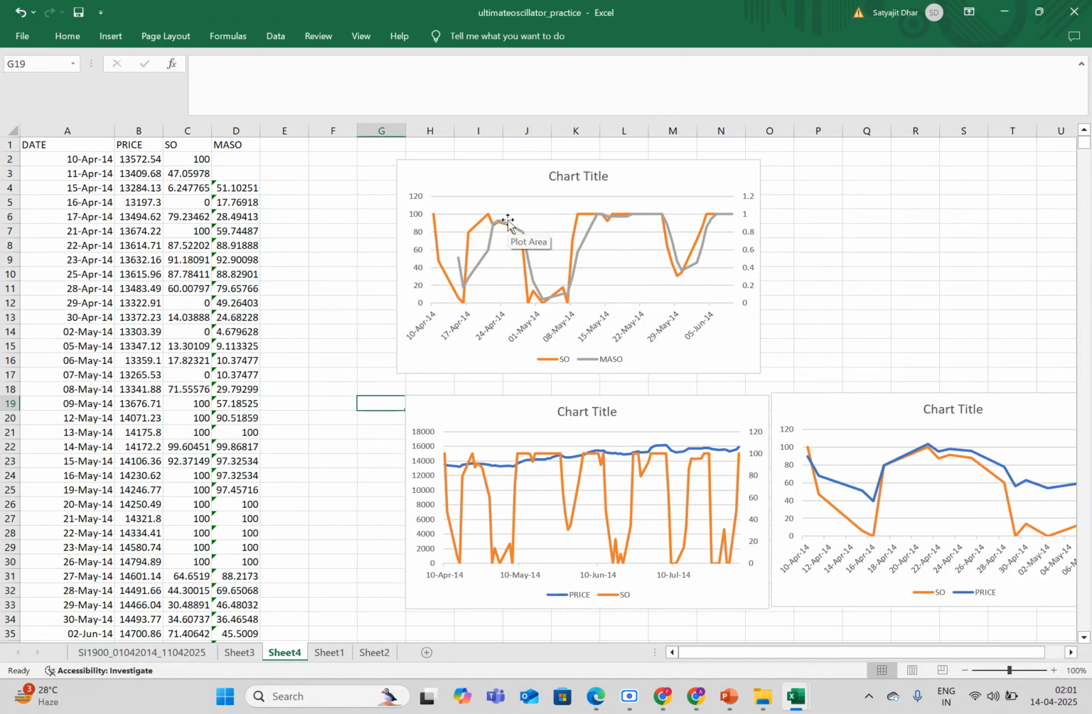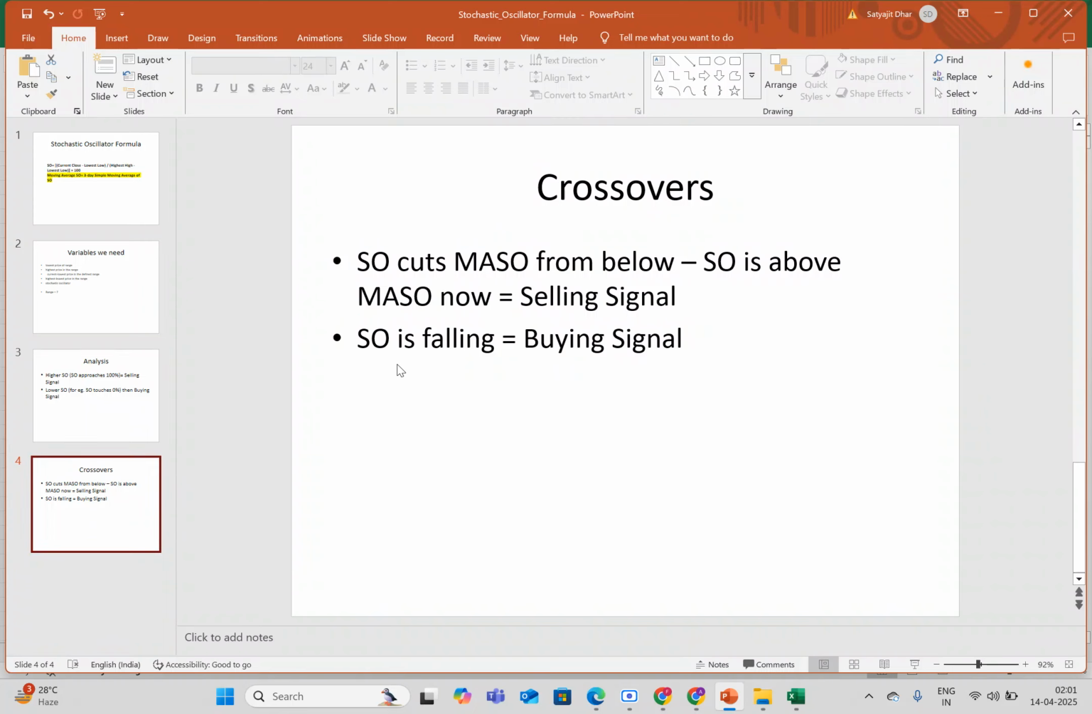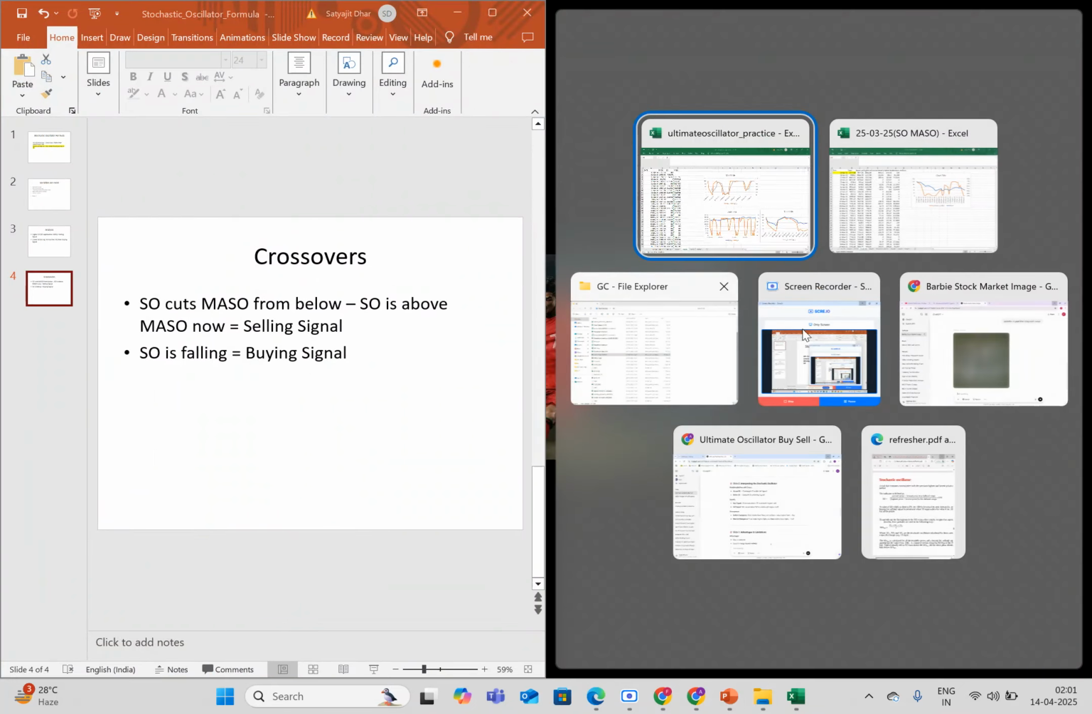The crossovers are kind of similar to what we learned in the previous video of STMA and LTMA. In the cases where SO is above MASO, that is, the stochastic oscillator is above the moving average stochastic oscillator, it is a selling signal. However, where SO is below MASO, it is a buying signal. So if the SO line cuts the MASO line from below, and after that SO is above MASO, then it is a selling signal. However, if the SO is falling, then it is a buying signal. So I will show it like this.